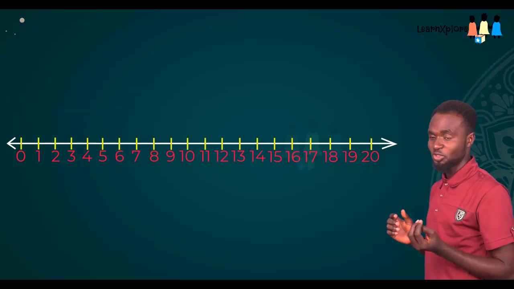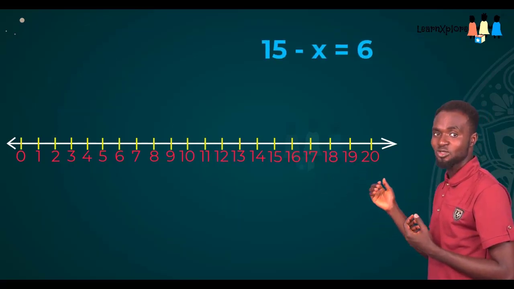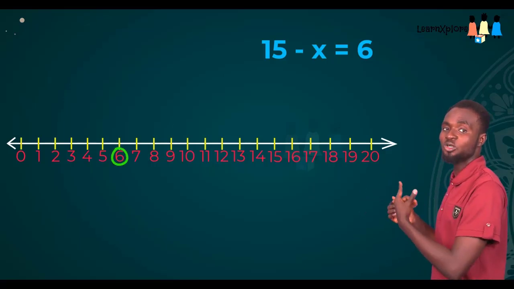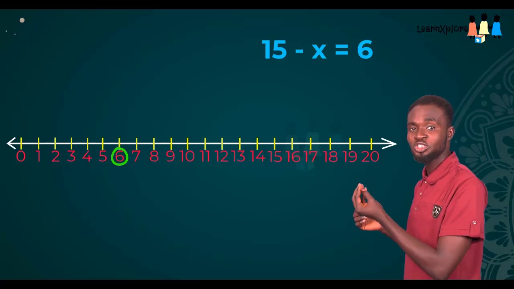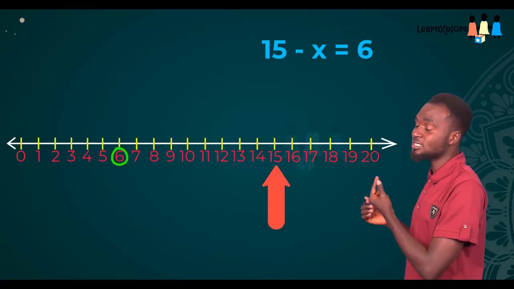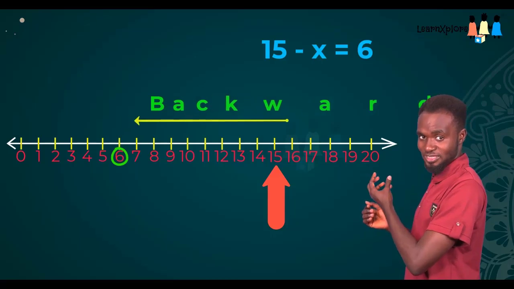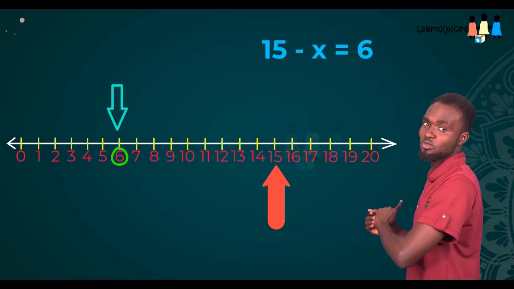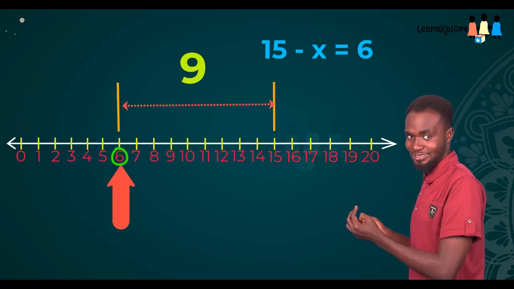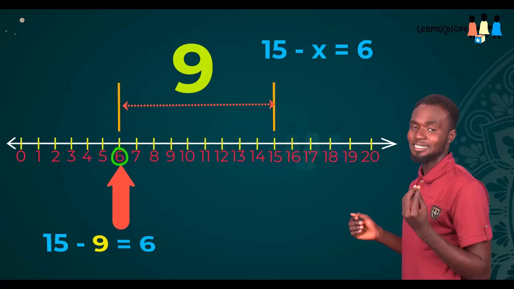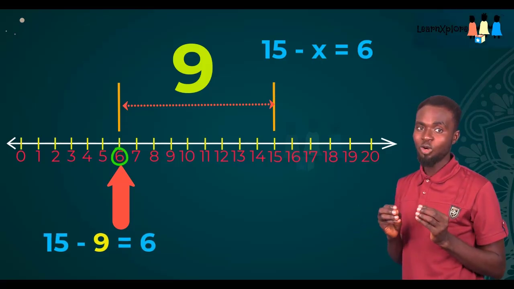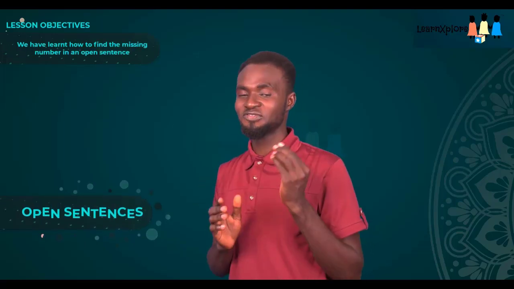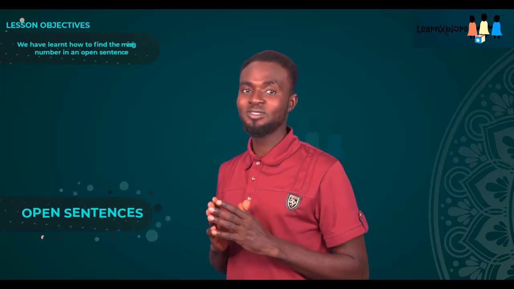If it's subtraction, you have 15 minus f is equal to 6. You go to the answer. The answer is 6. You circle 6. Then you go to the subtraction part. The subtraction is 15. Now, since it's subtraction, you're moving backward from 15. How many steps will you take from 15 to get back to 6? So if you count, you're going to realize it's 9. So the missing number here is 9. But in this lesson, we'll not be using the number line. So stay tuned as we learn another strategy in finding the missing number in an open sentence.